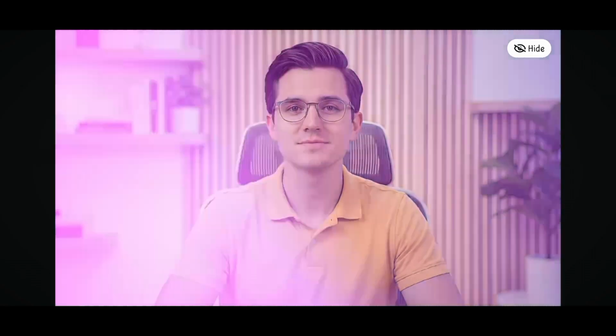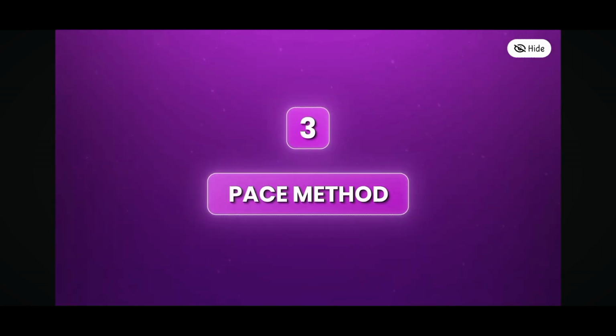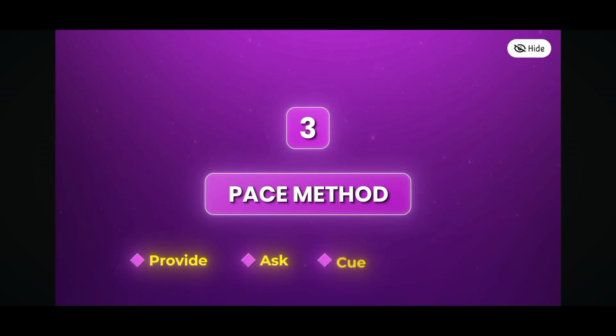Now that you understand what AI can and can't do reliably, the question becomes, how do you actually communicate with it to get the results you want? Because the difference between a useless output and a great one usually comes down to how you asked. In Module 3, Google breaks down prompt engineering into techniques that actually work, and I've organized their approach into what I'm calling the PACE method: provide, ask, queue, and evaluate.